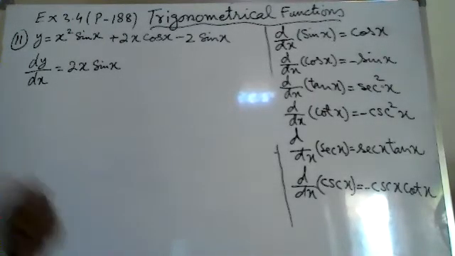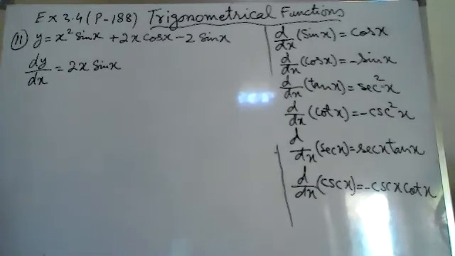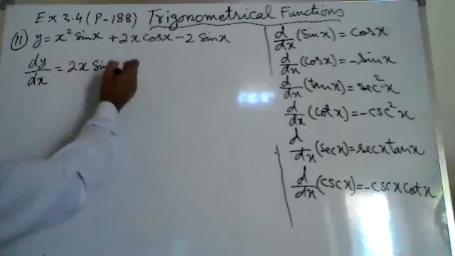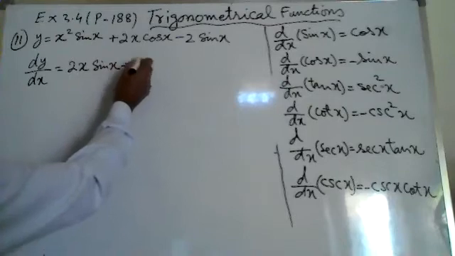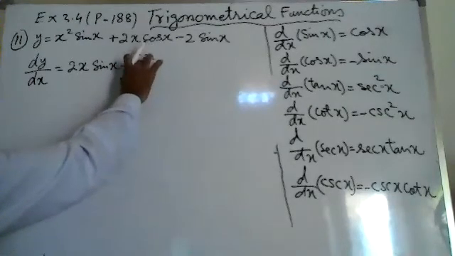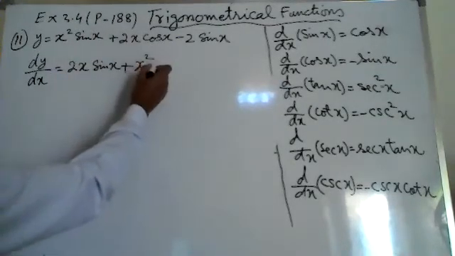So in the first term, there are two functions, u into v. So we'll take the derivative of the first function. X square will be 2x and sin x will remain as it is, plus the first function will remain as it is into the derivative of the second function. The derivative of sin x will be cos x.